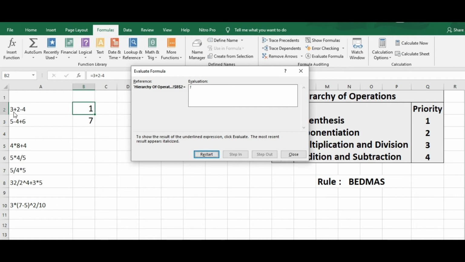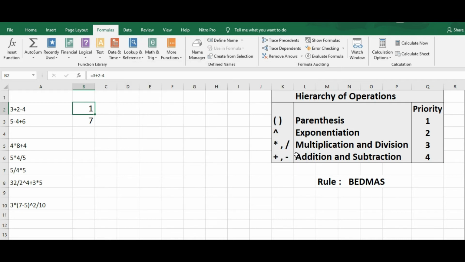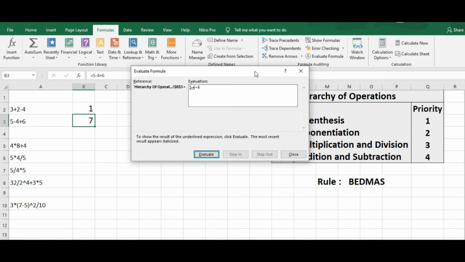So since we know that addition and subtraction both have the same precedence, and since Excel performs the operations from left to right, in the left the addition operator comes first, so definitely it will get evaluated first, followed by the subtraction operation. So in the next case, again click on Evaluate Formula to check the evaluation process.